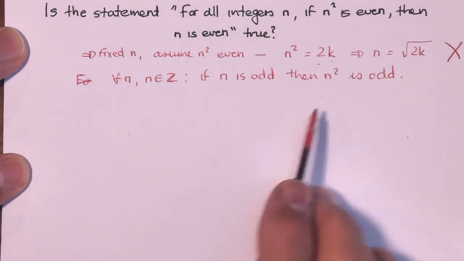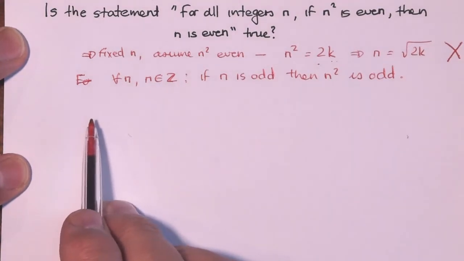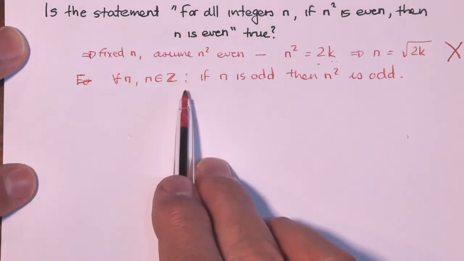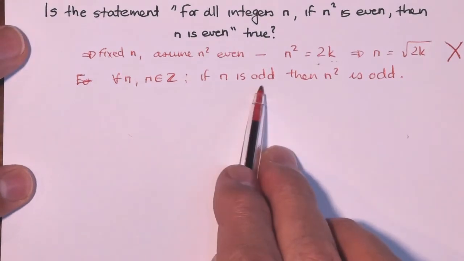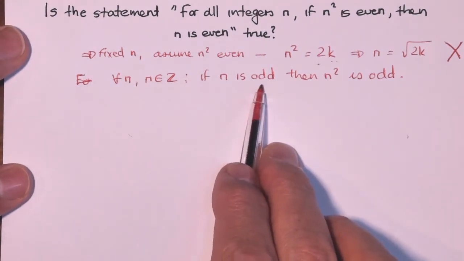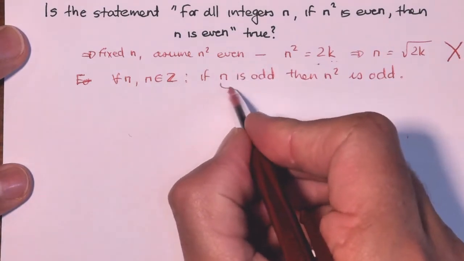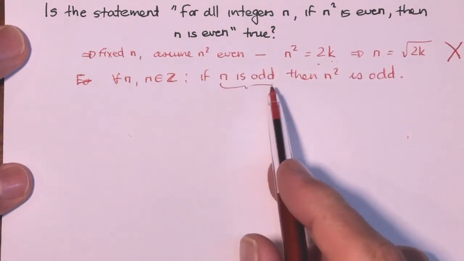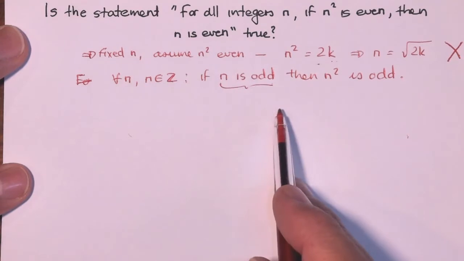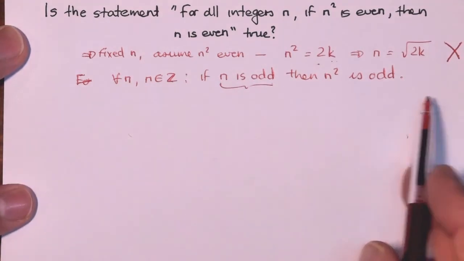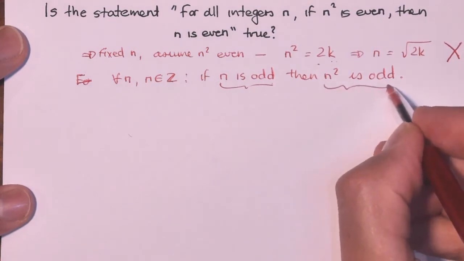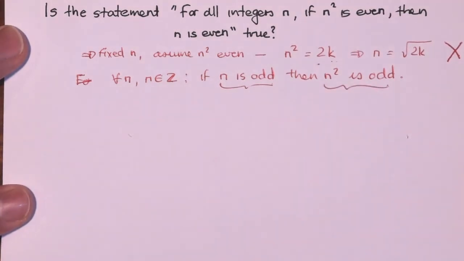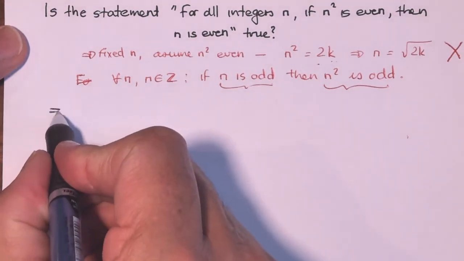Our proof will look something as follows. We define n. We suppose that n is not even. In other words, we're assuming it's odd. What does it mean when it's odd? And so on. Therefore, what does it mean for n squared to be odd? And that's the structure of our proof. So let's start with that proof.